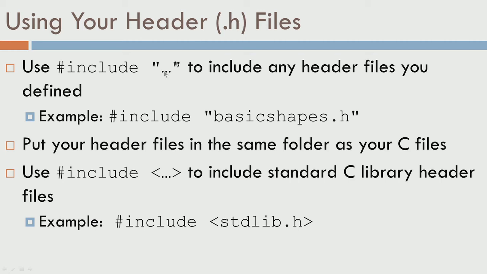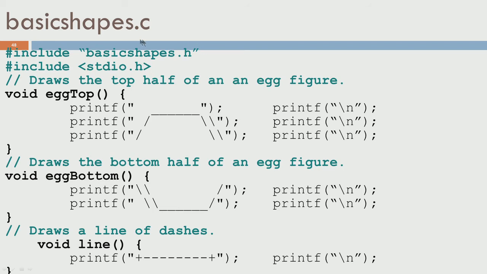So, if you want to use that .h file, you do hash include basic shapes.h. This is like hash include stdio.h. So, put your header file in the same folder as your C files and use hash include. So, I will show you how to write basic shapes.c. So, basic shapes.c will be a C program. This has the implementation. This includes stdio and also includes basic shapes, and it has the function descriptions for egg top, egg bottom and line. So, with basic shapes.h and basic shapes.c, you have something that can draw basic shapes and nothing else.